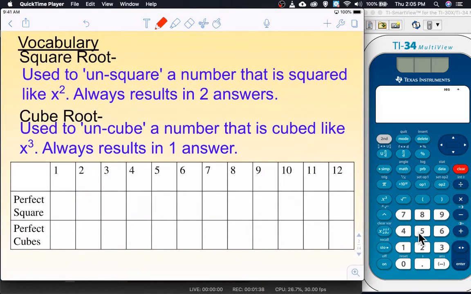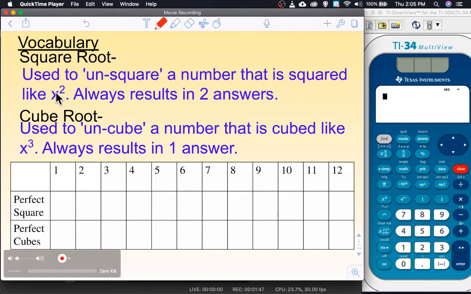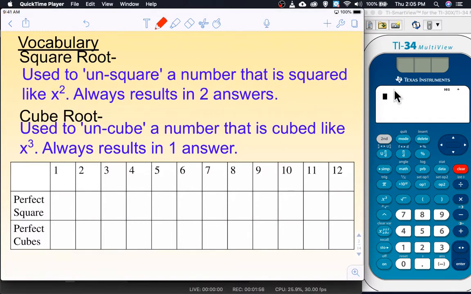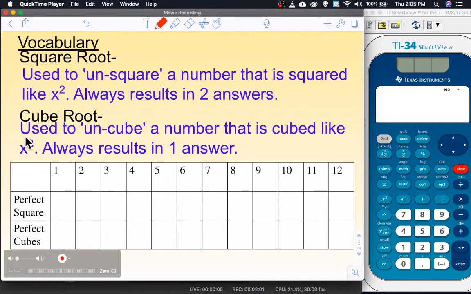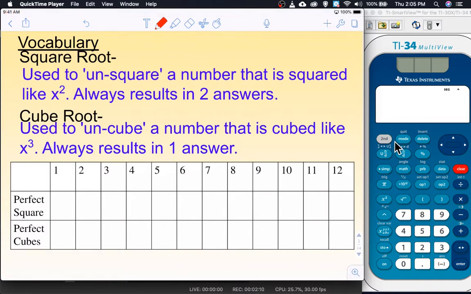All right, vocabulary. These are the two vocab words we had in that previous unit as well, square root and cube root. Actually, I think before they were perfect square and perfect cube. So square root is used to unsquare a number that is squared, like x squared. It always results in two answers, a positive and a negative solution. A cube root is used to uncube a number that is cubed, like x cubed. And with a cube root, you always get one answer.